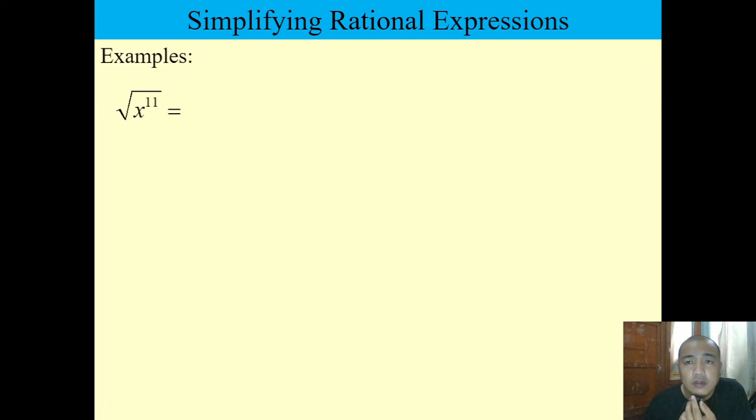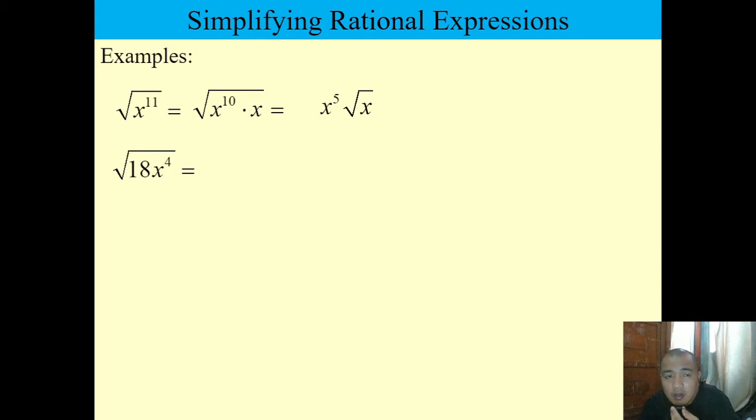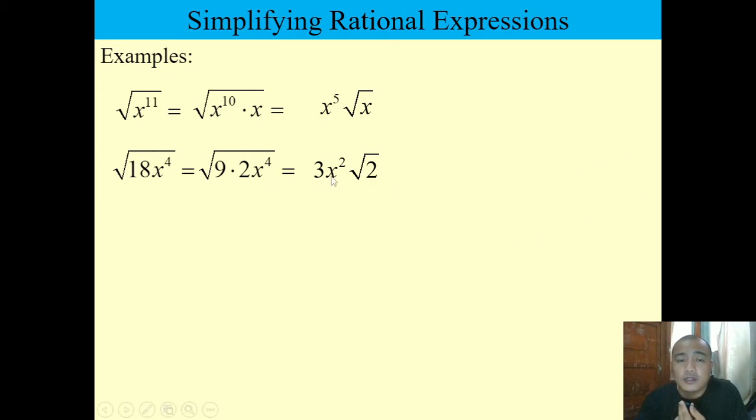Another, what is square root of x to the 11th power? Okay, you factor x to the 10 times x. So x to the 5th, square root of x. How about this? Square root of 18x to the 4th. Factor 18, 9 times 2. X to the 4th, that means 3x squared, square root of 2. Square root of x to the 4th is x squared.